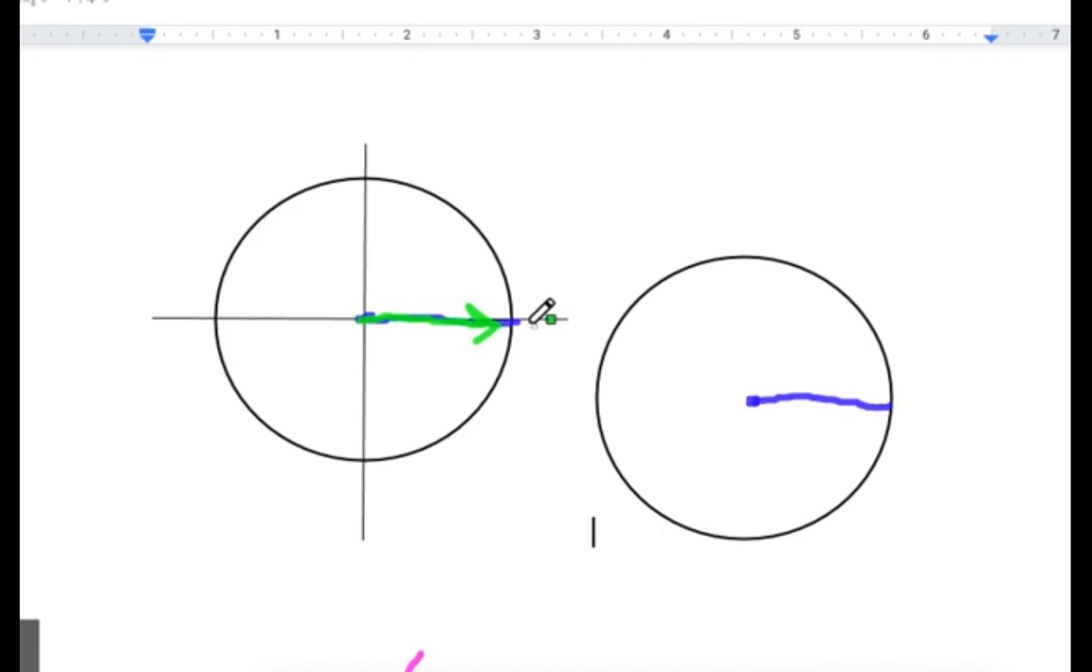So if I want 1 radian, I'm going to take this length here of my radius, and I'm going to start at 0, and I'm going to take that length along my circle, and it would go to about right here. And so if I were to connect it, this is my angle of about 1 radian.